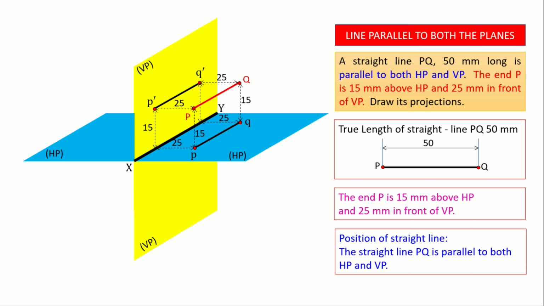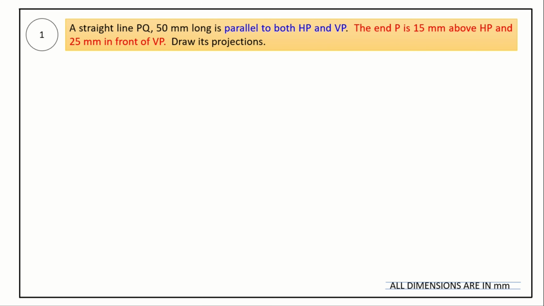So, let us now start to draw the projection of the straight line parallel to both HP and VP. Take an A3 sheet, draw margins on all four sides. Write the question number. In the right bottom corner, write all dimensions are in millimeter. So, the question given is a straight line PQ 50 mm long is parallel to both HP and VP. The end P is 15 mm above HP and 25 mm in front of VP. Draw its projections. First, draw a reference line XY.